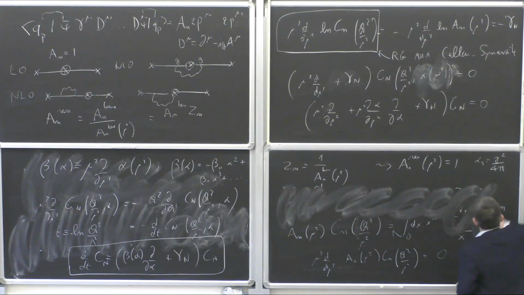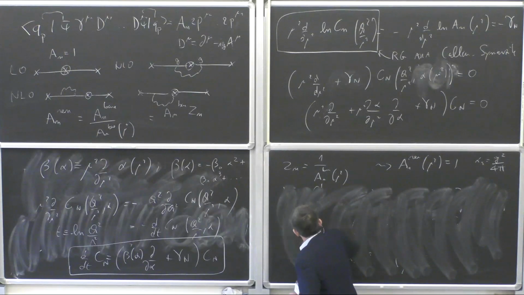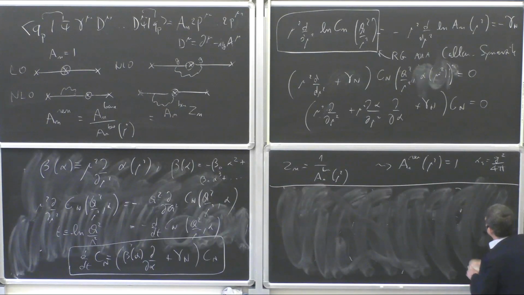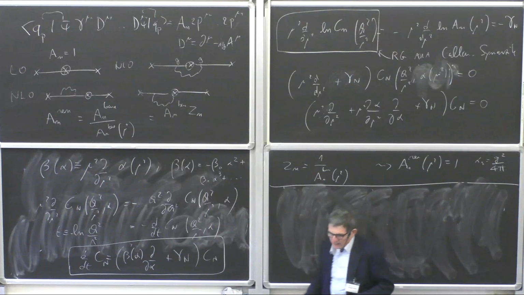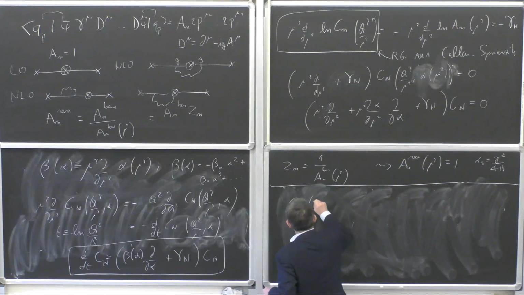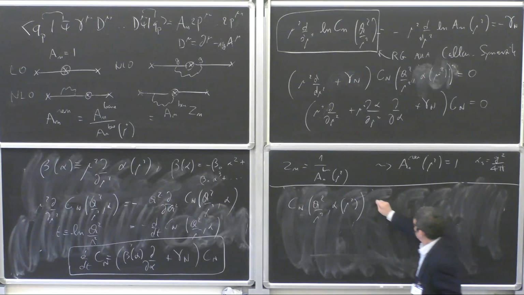I leave the definition of the renormalization constants on the top part of the blackboard. And I want to write down the solution to the equation. So if I solve this equation, I find that Cn of q square, mu square and alpha of mu square can be written in the following way.